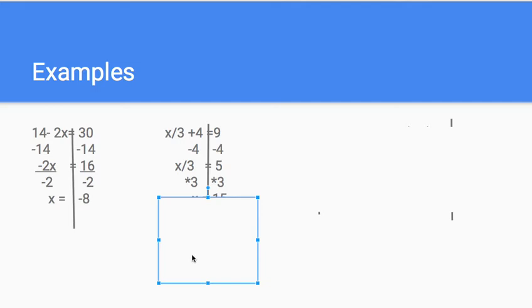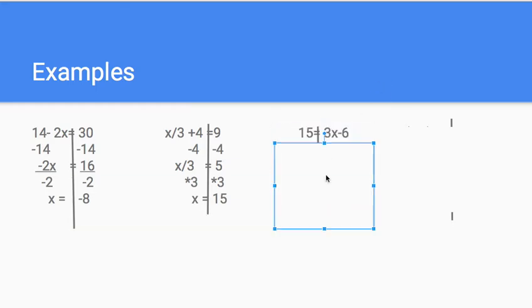X divided by 3 times 3 leaves me with just x. 5 times 3 is 15. So x equals 15. And again, go back and check. 15 divided by 3 plus 4. 15 divided by 3 is 5. 5 plus 4 is 9. I've done this correctly. 2 more examples.